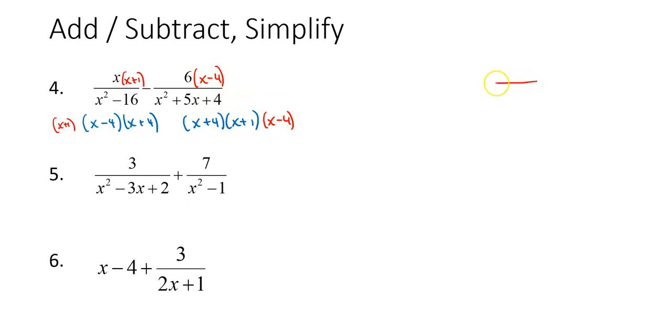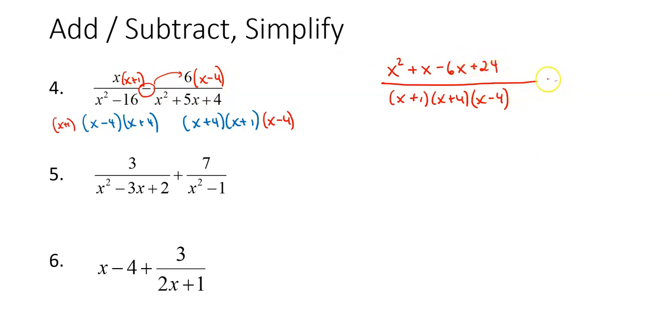So now I've got a common denominator of x plus 1, x plus 4, x minus 4. On the top, x times x plus 1 is x squared plus x. Now, we've got to remember that there's a minus sign here, so the minus sign gets distributed too. So negative 6 times x, negative 6x. Negative 6 times negative 4, positive 24. And now combine like terms.